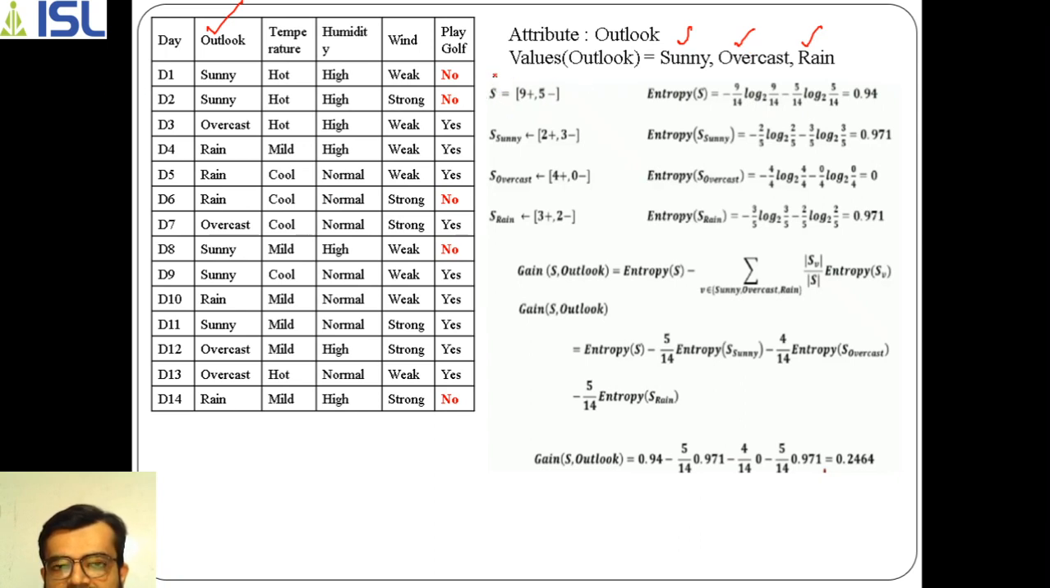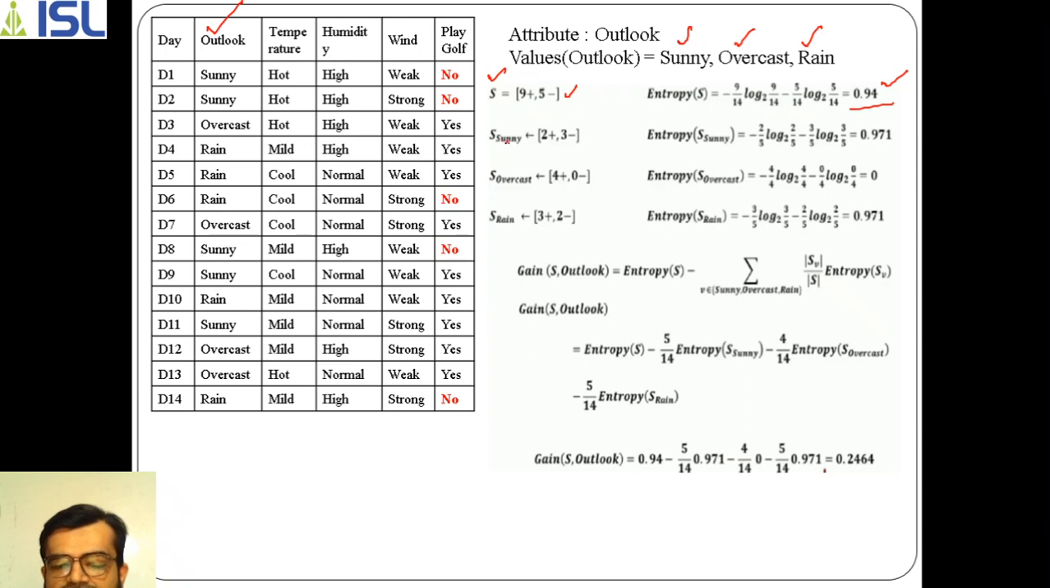Now for the complete sample data set, 9 positives, that is 9 yes, and 5 negatives are there. So entropy of S, which I have already calculated, is 0.94. By substituting 9 by 14 log to the base 2 of 9 by 14 minus 5 by 14 log to the base 2 of 5 by 14, you will get the value 0.94. Now we need to calculate the entropy of sunny, overcast and rain.